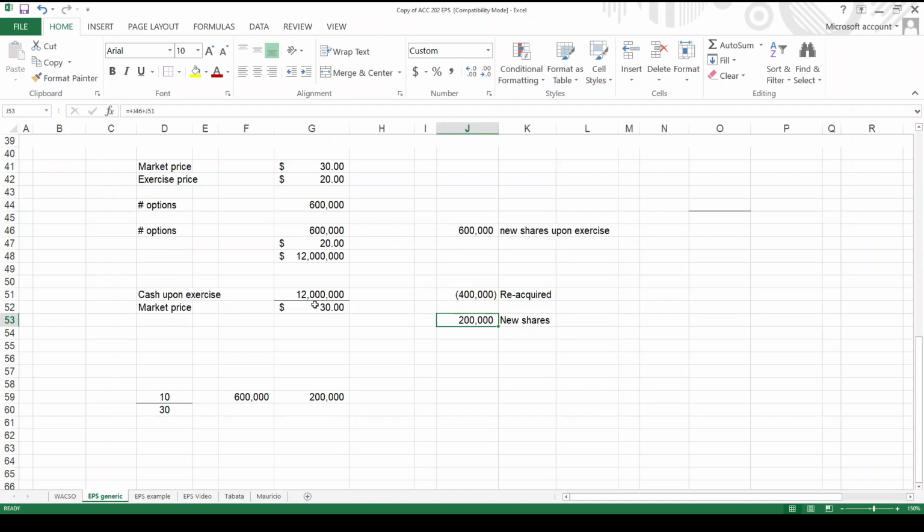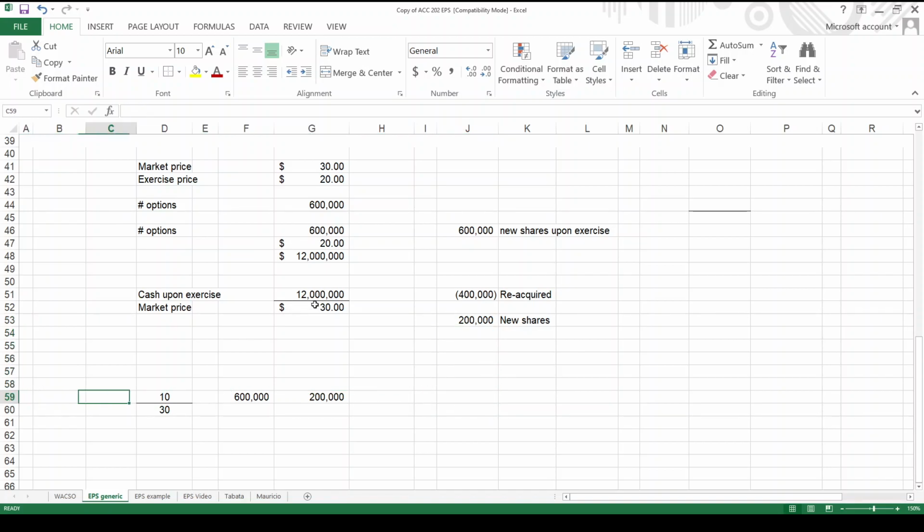There is no numerator adjustment. Doesn't have anything to do with preferred dividends or bond interest. So there's a 0 in your numerator, and there's 200,000 in your denominator, which is definitely going to decrease your EPS.